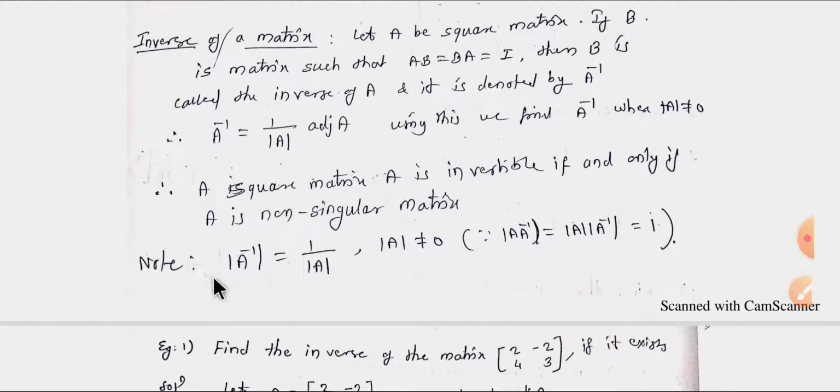One more note: determinant of A inverse equals 1 by determinant of A, where determinant of A is non-zero, because determinant of A into A inverse equals determinant of A into determinant of A inverse, which equals 1.